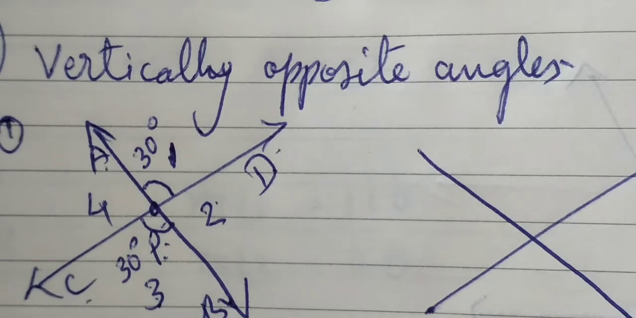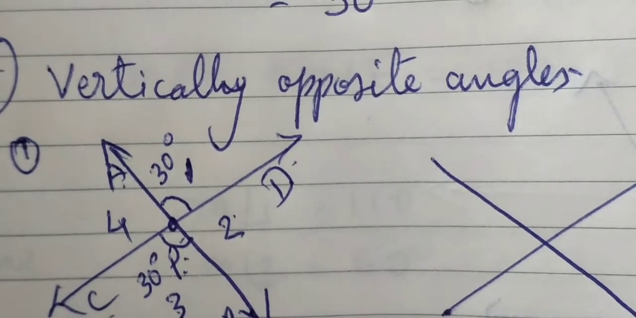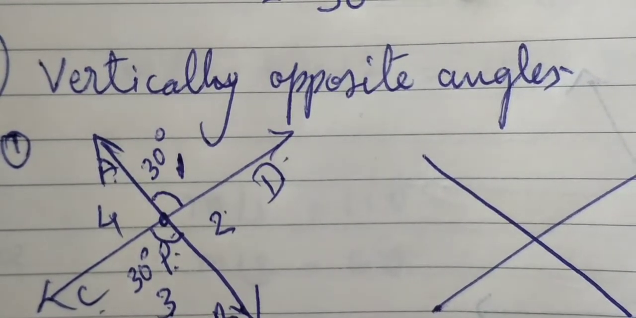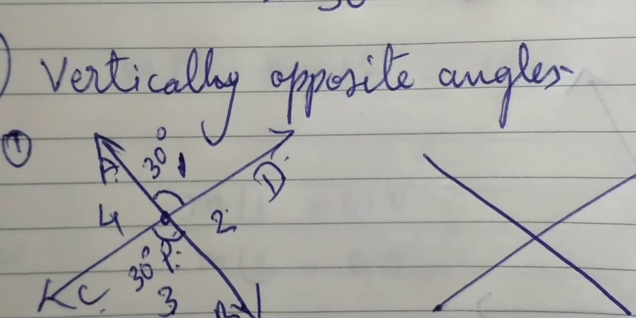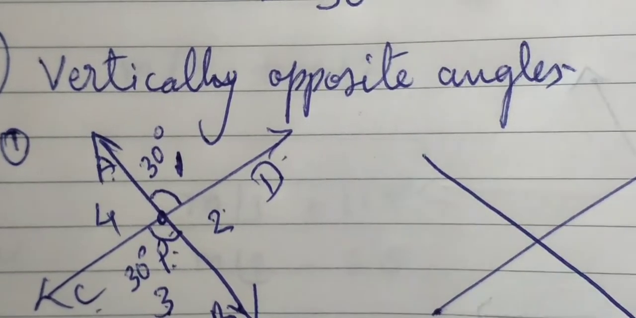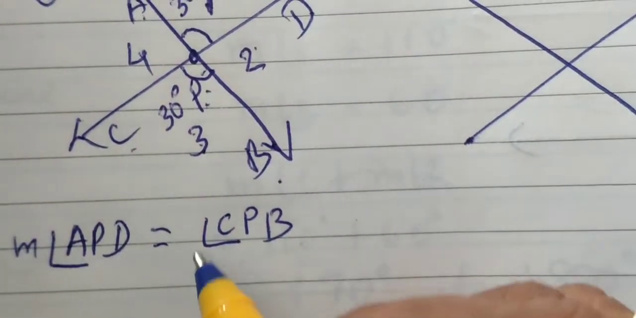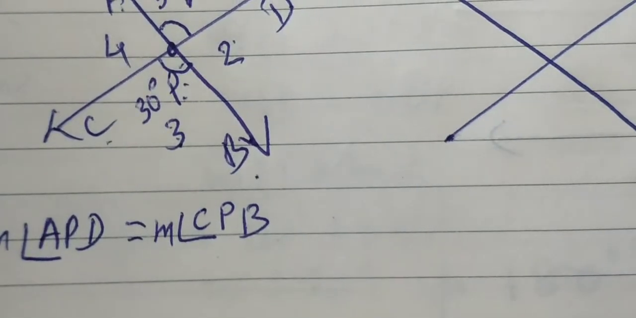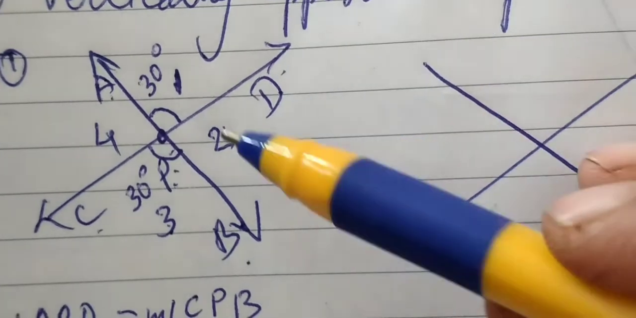Understood? So angle APD, this can be read as DPA also, will be equal to angle CPB. Okay, measure angle APD is equal to measure angle CPB. So they are vertically opposite angles. And what about angle 2 and angle 4?